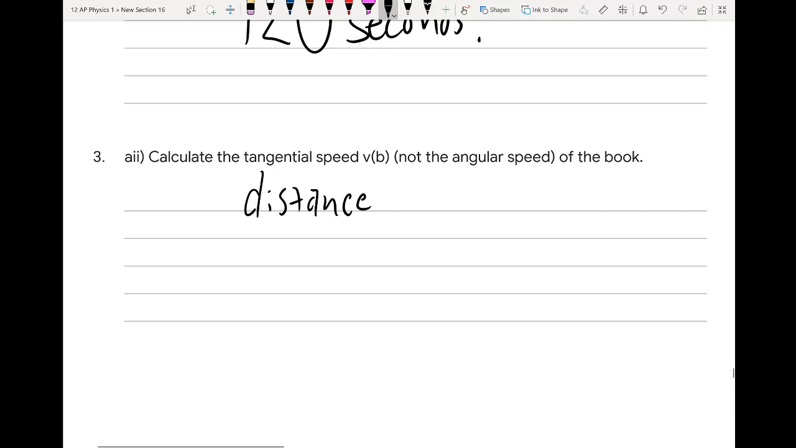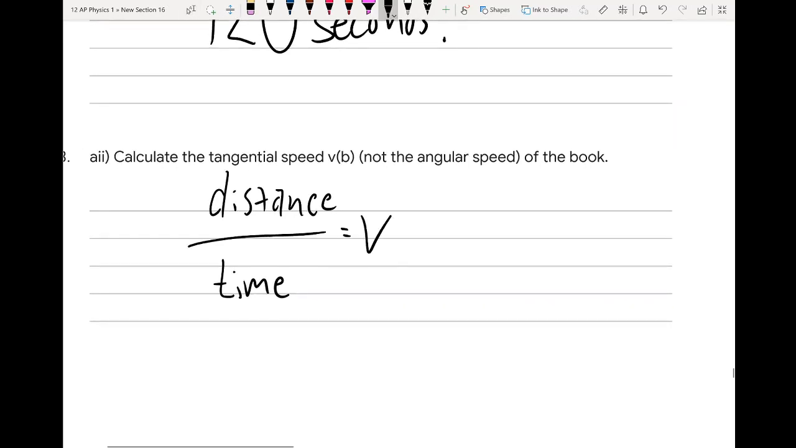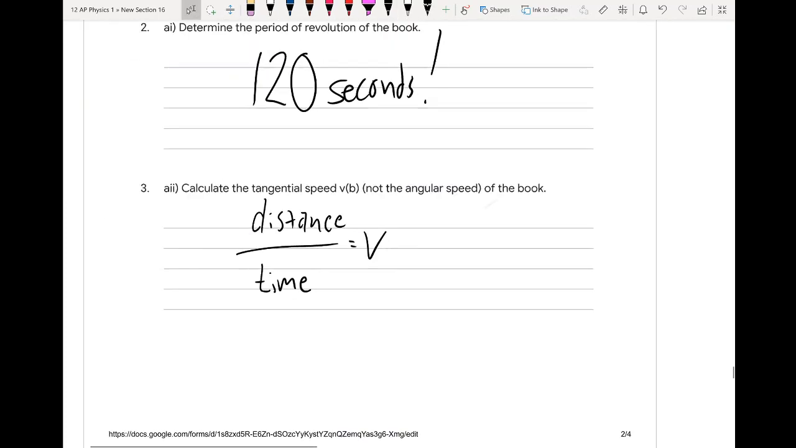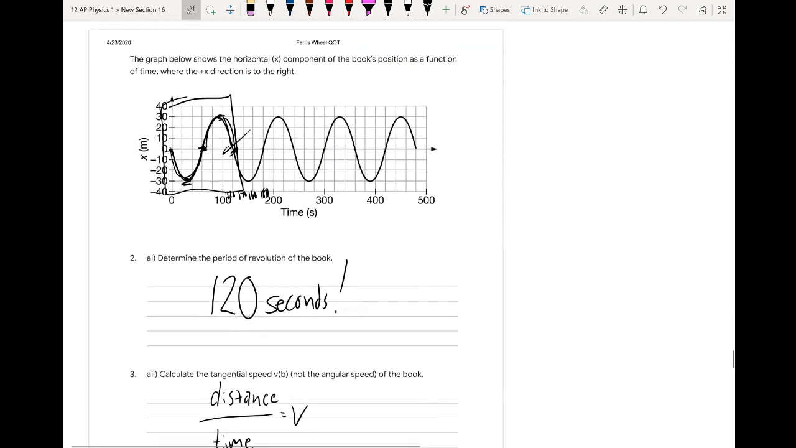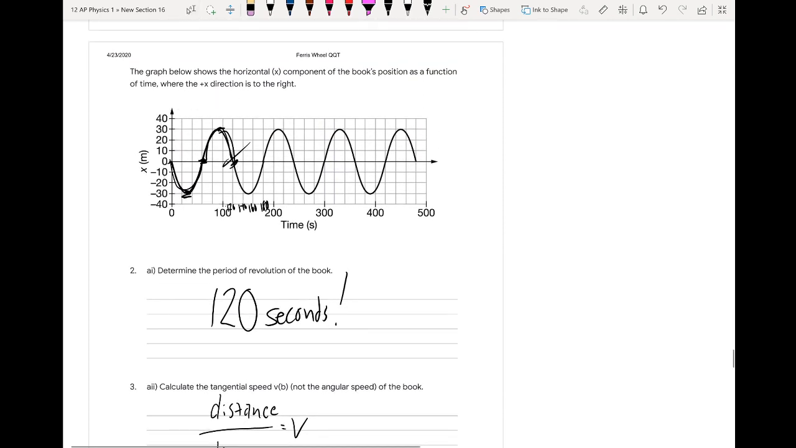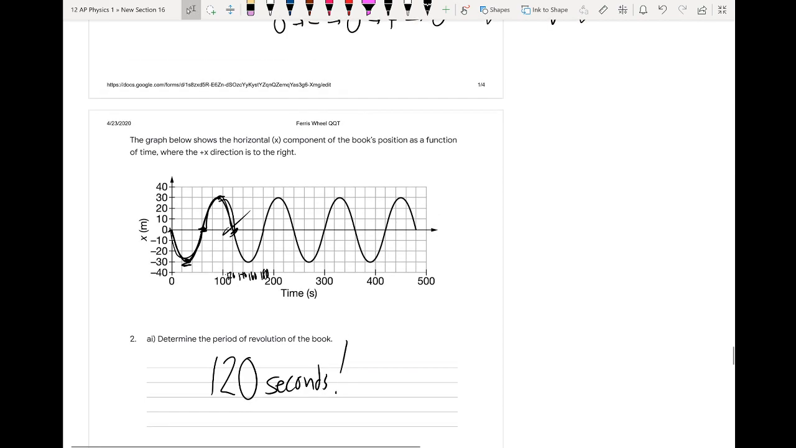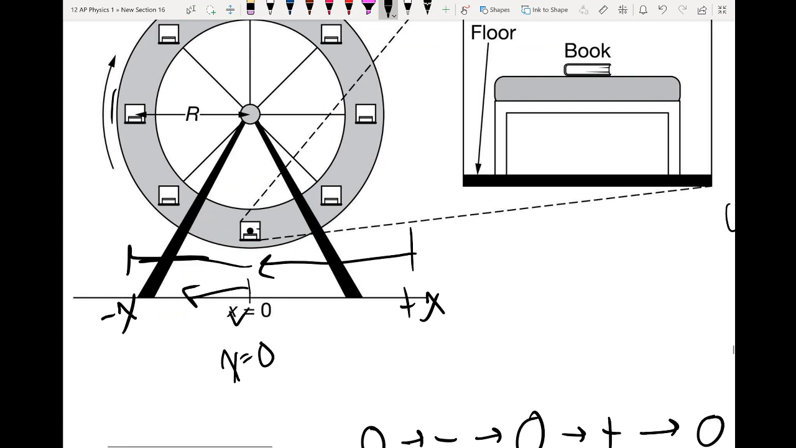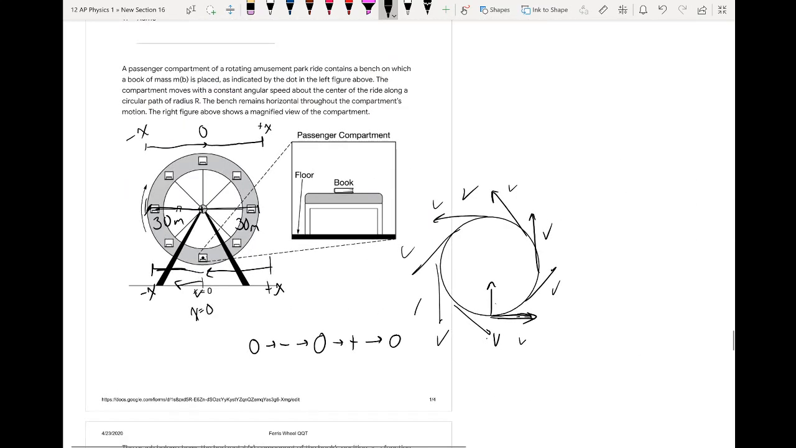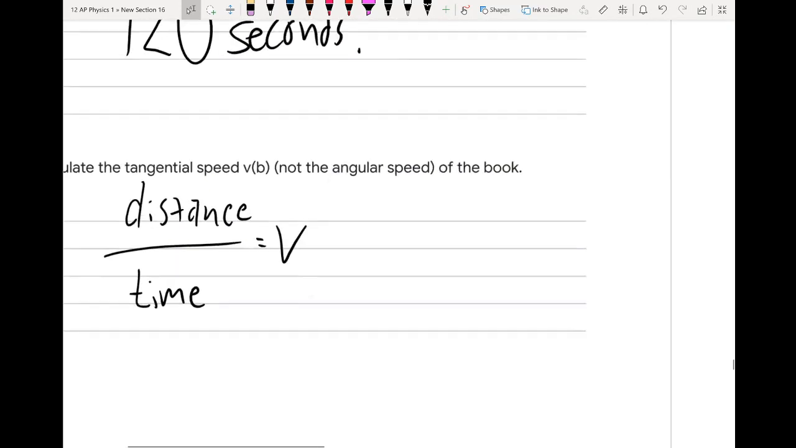So we have distance divided by time is equal to our velocity. Let's see, are we able to figure out the distance that we travel? Well, we do know that the furthest point that we go away from x looks like 30 meters. So it looks like this furthest x position that the book is traveling is 30 meters, and 30 meters over here too. That's kind of our maximum. So it looks like the wheel's radius is 30 meters.